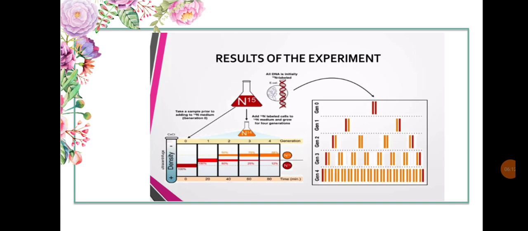For each and every generation, first progeny, second progeny, we collect the culture at each time interval, then centrifuge it and look at how much the density has increased or decreased. We do this at simultaneous time intervals: 20 minutes, 40 minutes, 60 minutes, 80 minutes. What will happen? In each generation, the DNA density varies.